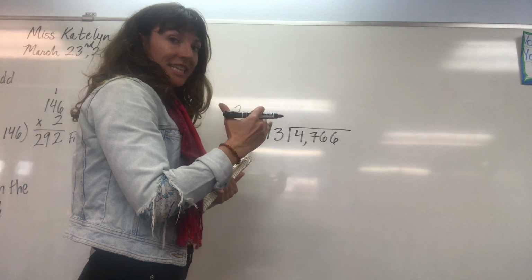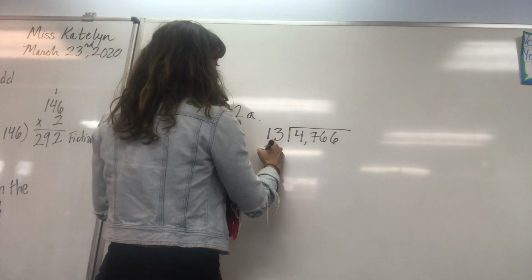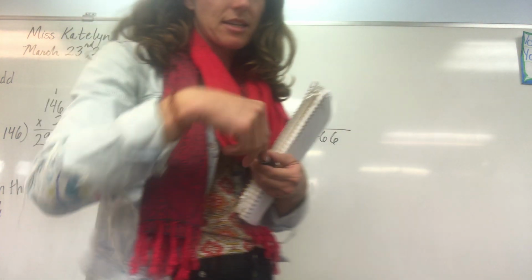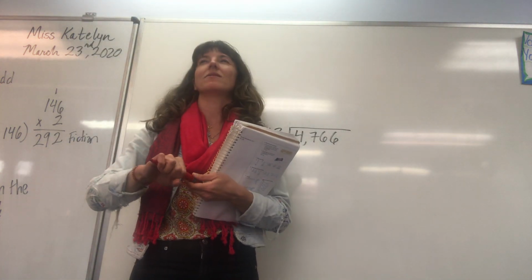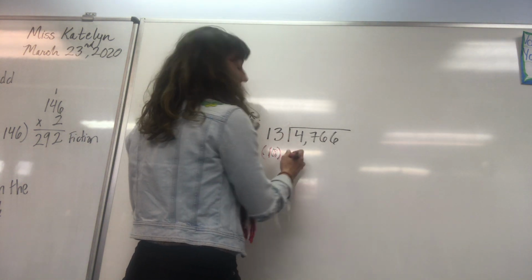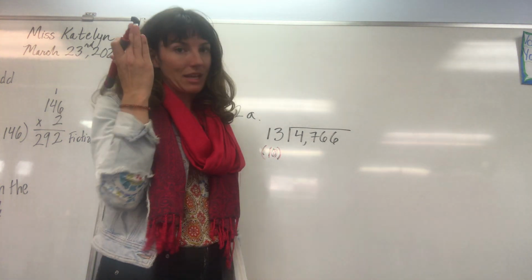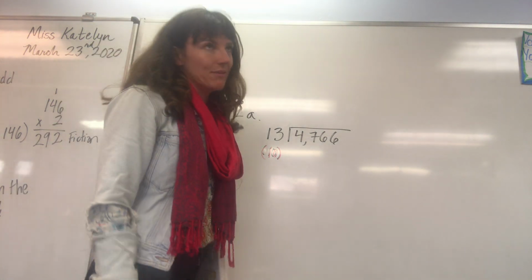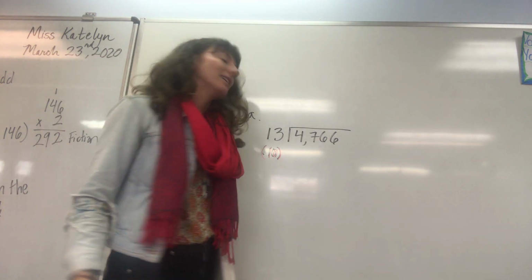I'm going to round 13 down to 10 to help me to guess, okay? I'm going to imagine that this is the number 10. I put in parentheses a little tiny number 10 down below. Every time I'm going in there to guess something, I'm going to be guessing with the number 10. It's so much easier than 13, even though I may know my 13 times tables, 13, 26, 39, blah, blah, blah.